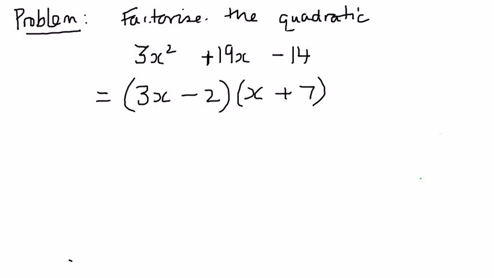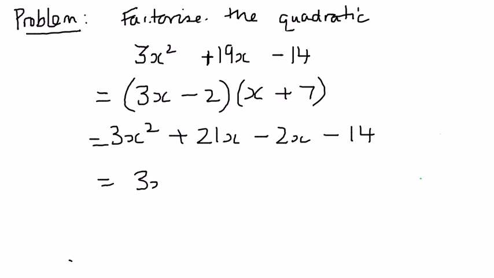3x times x gives me 3x squared. 3x times plus 7 gives me 21x. Negative 2 times x gives me negative 2x. And negative 2 times plus 7 gives me negative 14. And collecting the like terms in the middle, this gives me 3x squared plus 19x minus 14. So we know that our factorisation is correct.